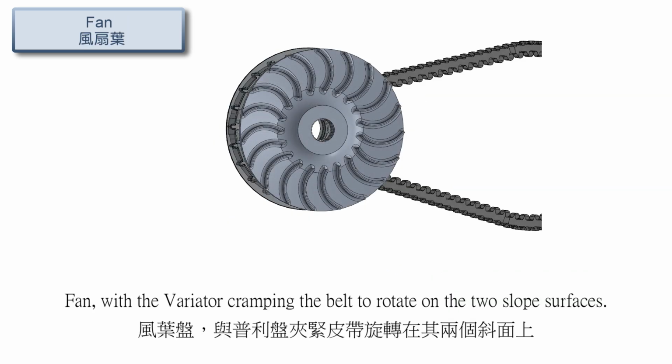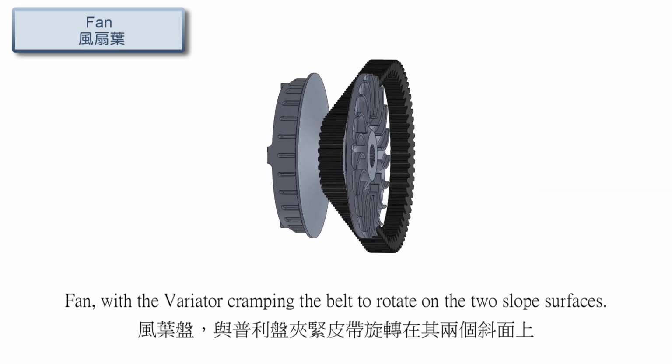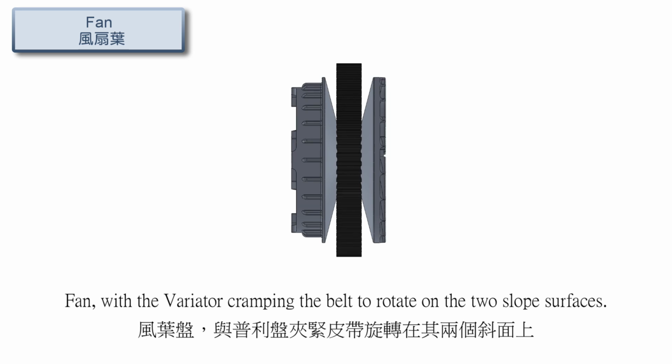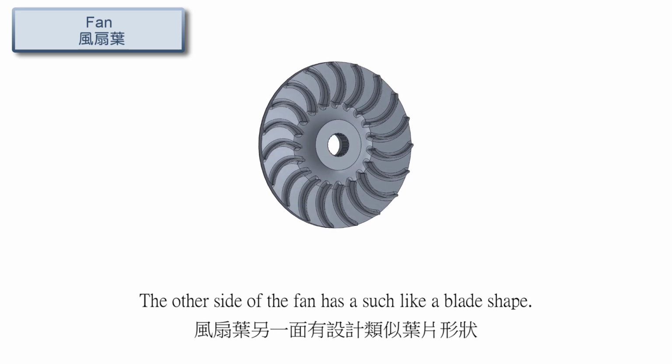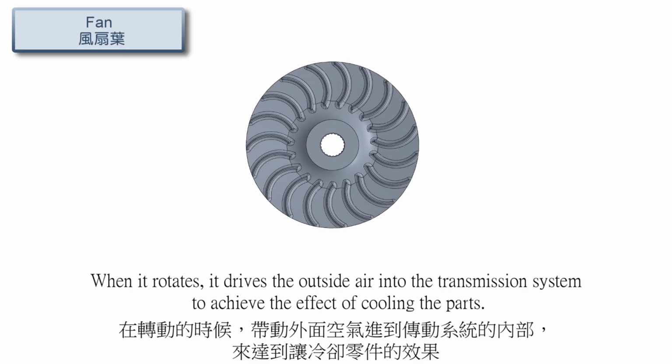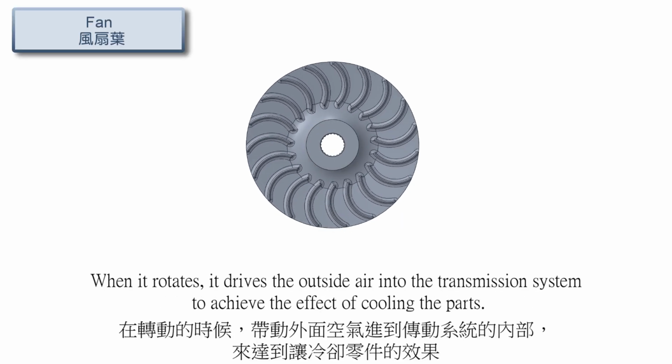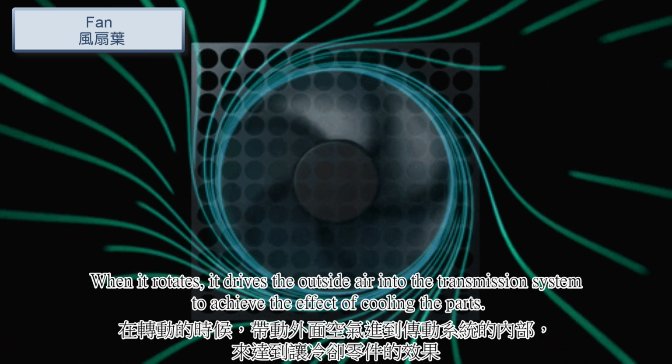Fan, with the variator, clamping the belt to rotate on the two slope surfaces. The other side of the fan has a blade shape. When it rotates, it drives the outside air into the transmission system to achieve the effect of cooling the parts.